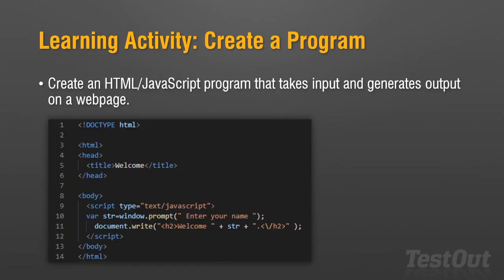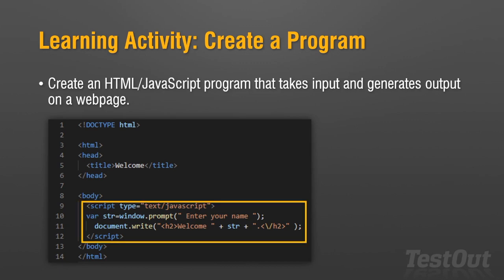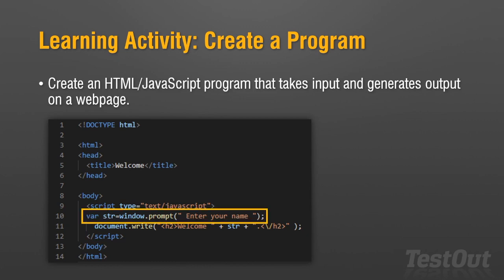Another learning activity is to create a simple and rewarding program using HTML and JavaScript. The code allows you to explain how to embed JavaScript into an HTML document to provide interactivity with that web page. The code will prompt the user for input, process it, and then display output on the web page. Let's take a little bit closer look at the code itself. Here we're declaring a variable named str and then calling window.prompt, which displays a dialog on the screen asking the user for their name. That name is then stored in the str variable.